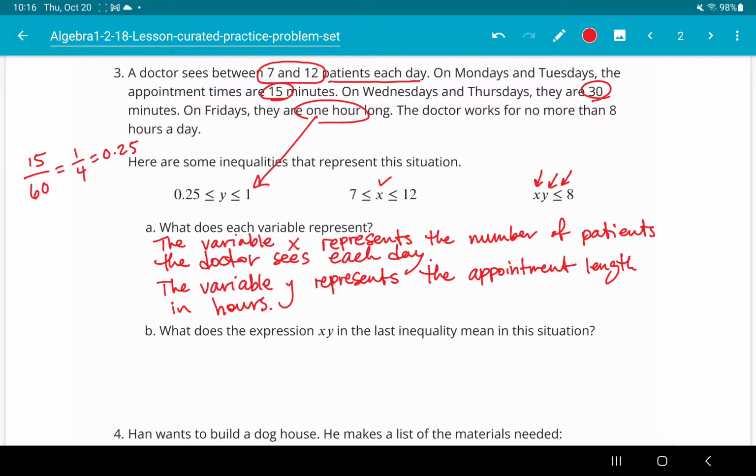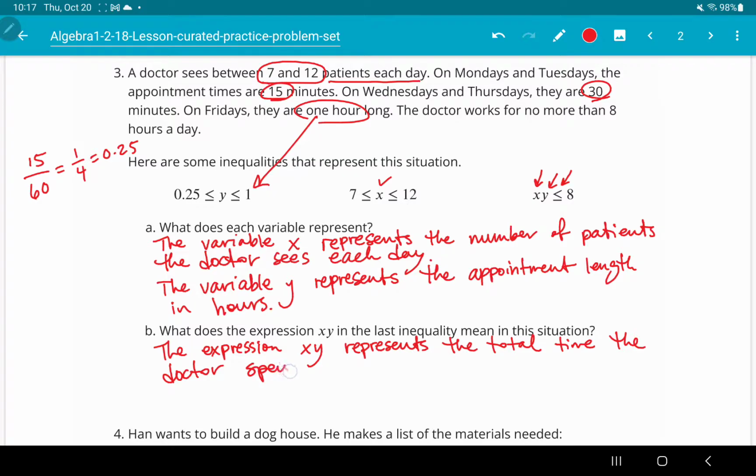So we can say the expression xy represents the total time the doctor spends with patients per day.